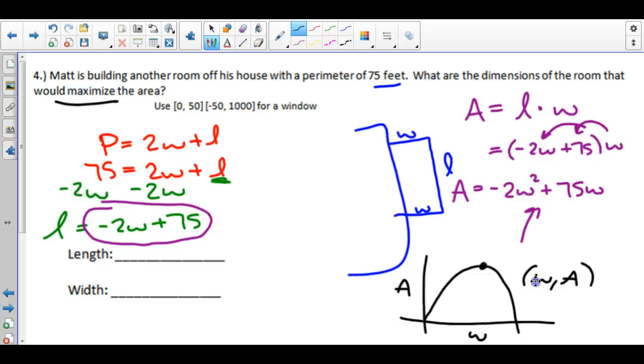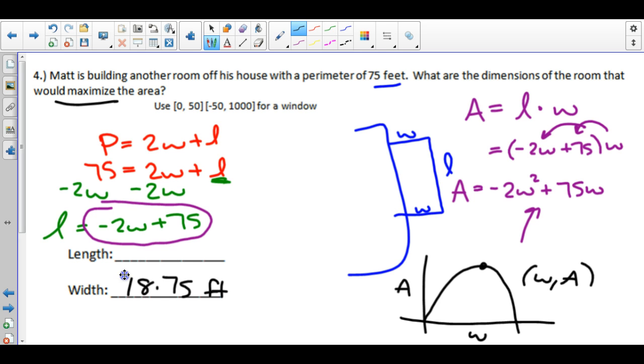Left bound, right bound, and I would suggest you guys try this yourselves. It looks like I am getting a width of 18.75, and that would be feet. And that width of 18.75 feet gives us a y coordinate, or an area, of 703.125 square feet.